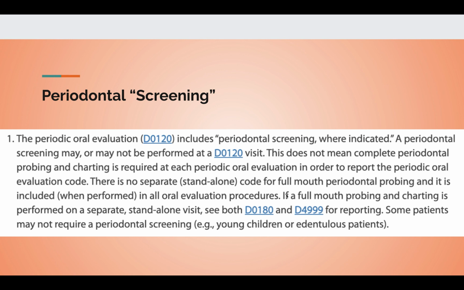All right. Where does the D180 come in? This is really a topic for perio maintenance patients, not the topic for today, but just to tie these two together. The D180 code is a full mouth probing and charting performed on a separate standalone visit for a patient with high perio risk. Your smokers, your diabetics, your patients that have been diagnosed with periodontal disease in the past. And then lastly, some patients may not require a periodontal screening, such as young children and edentulous patients.